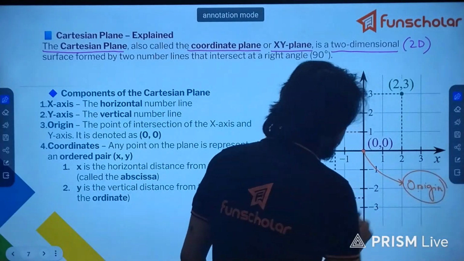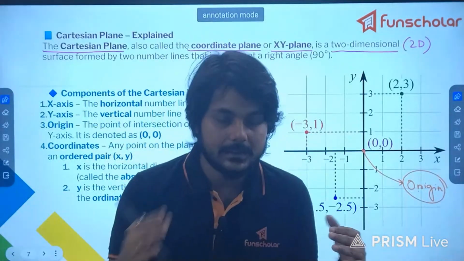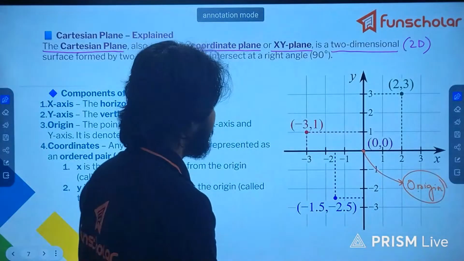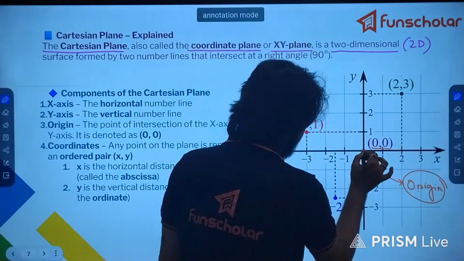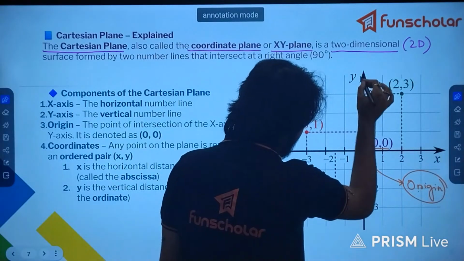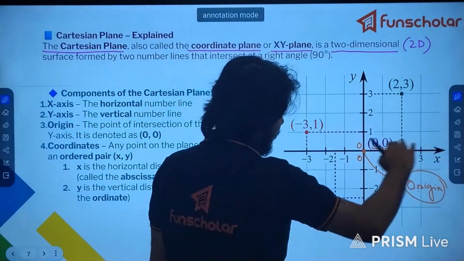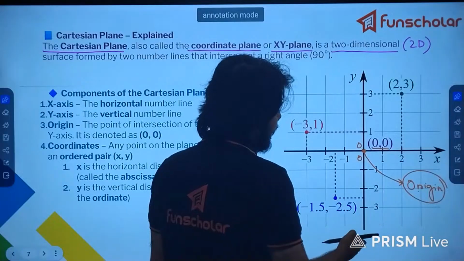What did I say? The point of intersection between the x-axis and the y-axis is termed the origin. What is the coordinate of the origin? 0, 0. This is 0 in the horizontal number line, and this is also 0 in the vertical number line.